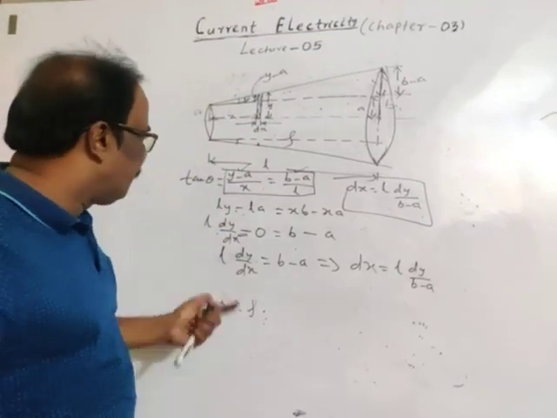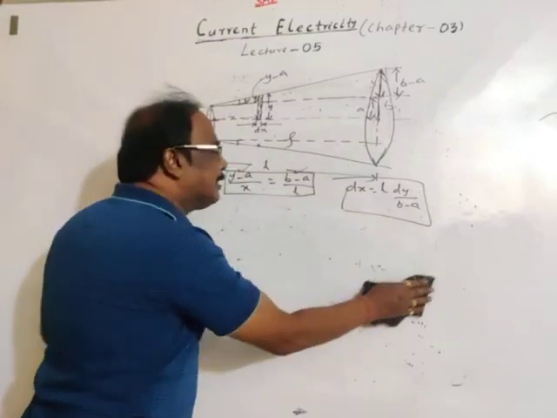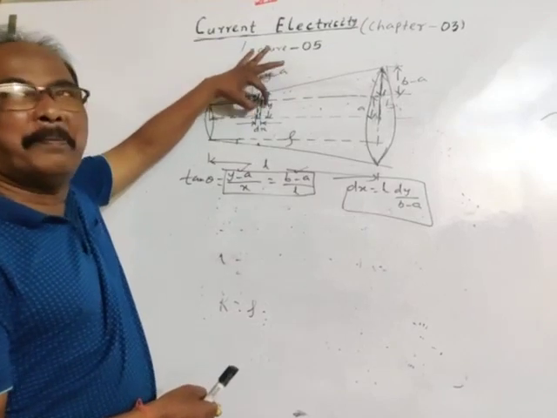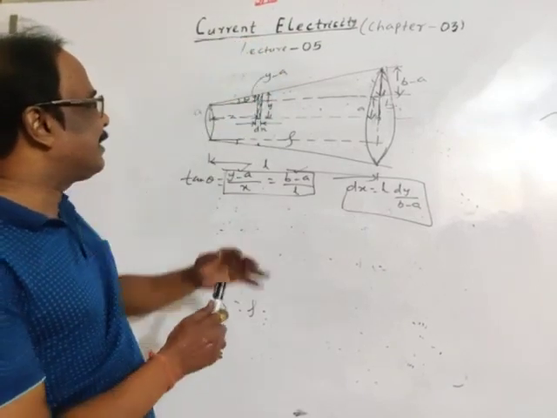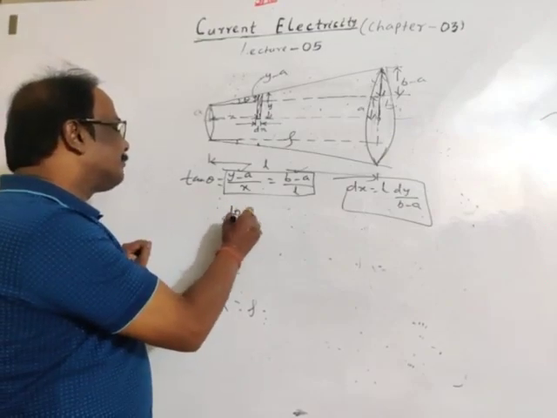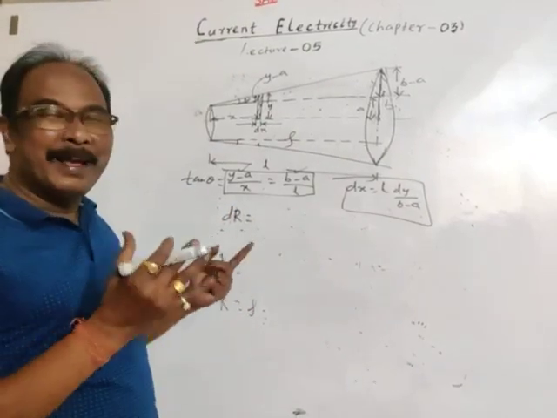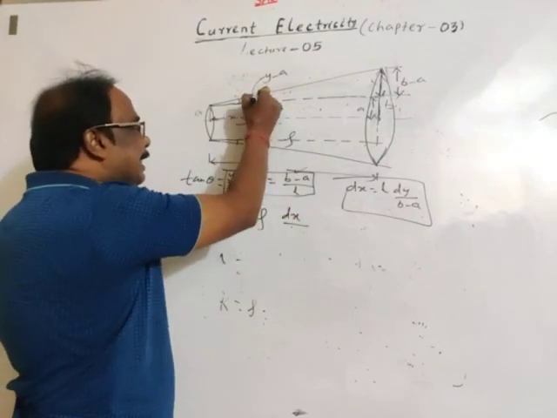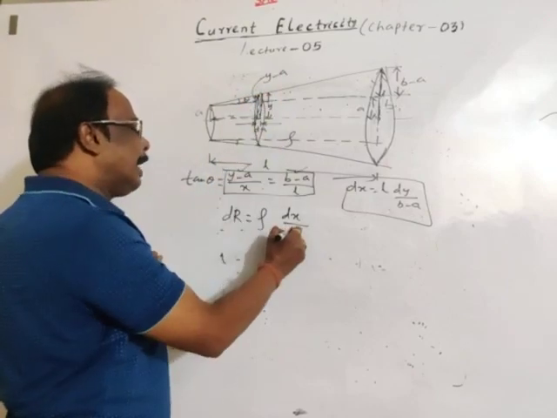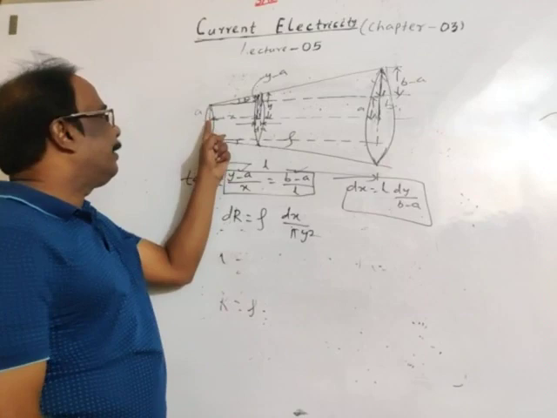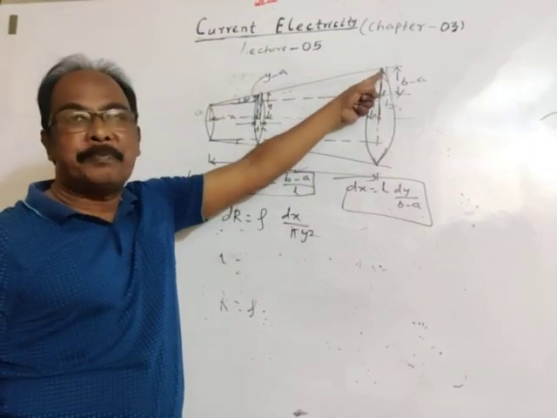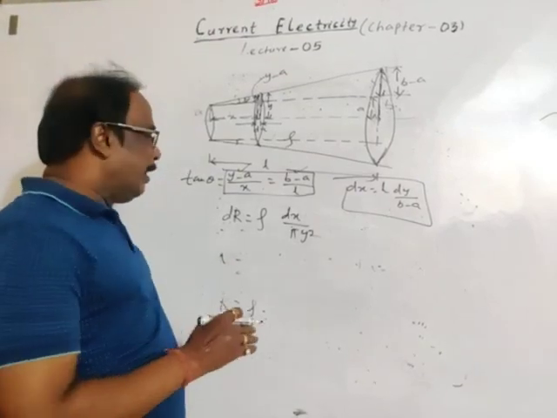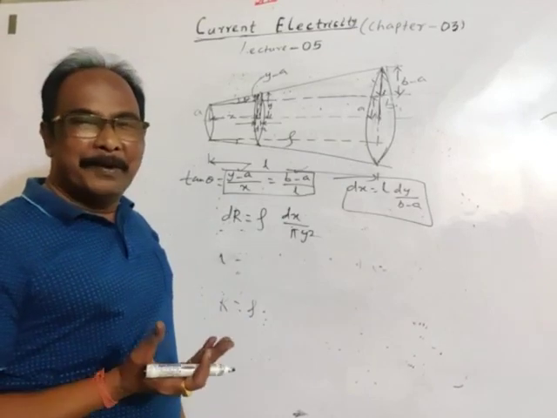Okay. Now I can erase this. Resistance of this elemental strip, let it be dR. So resistance is rho L by A. Resistivity is rho. Its length is dx. Its area of cross section, I have taken as pi y square. Here area is pi a square, here area is pi b square, and here area is pi y square. So I think it's easier for you.